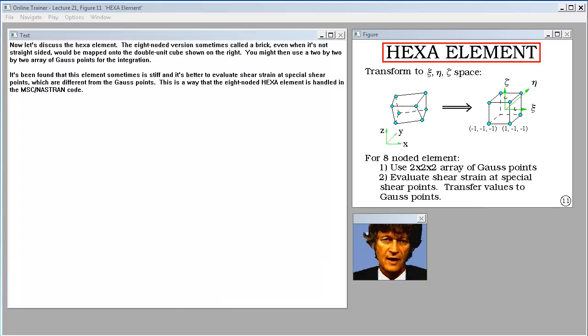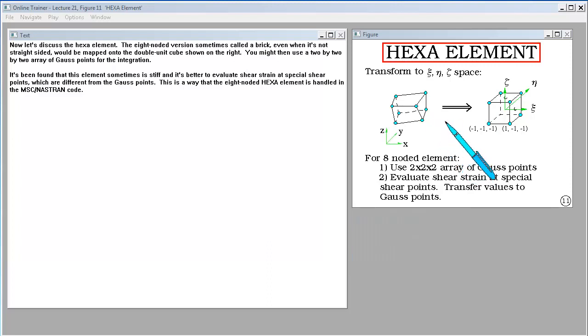Now let's discuss the Hexa element. The 8-noded version, sometimes called a brick, even when it's not straight-sided, would be mapped onto the double unit cube shown on the right. You might then use a 2 by 2 by 2 array of Gauss points for the integration. It's been found that this element sometimes is stiff, and it's better to evaluate shear strain at special shear points, which are different from the Gauss points.